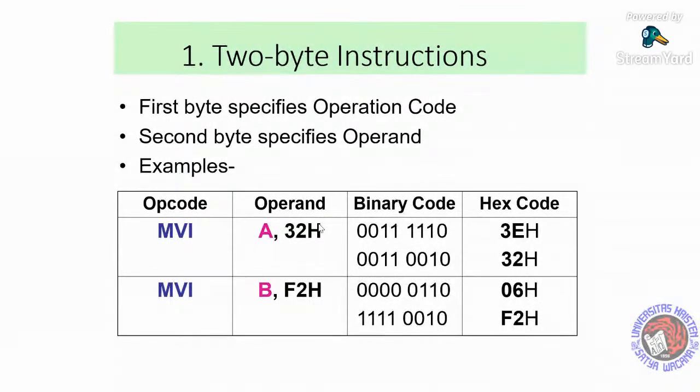MVI is binary code. The binary code of MVI is 0011 1110. And then 32 is 0011 0010. Okay, the first byte specifies the operation code. The second byte specifies the operand. It is the 2-byte instruction.